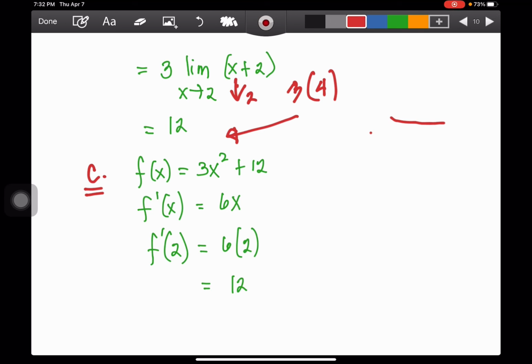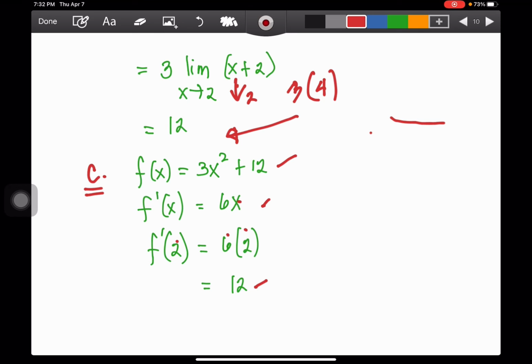Okay? So we have here the last item, letter C. Remember that the function given to you is 3x squared plus 12, and that from a previous example, example number 1, the derivative of 3x squared plus 12 using formula number 1, the outcome is 6x. So you just substitute 2 to your x, then you have 6 times 2, which is equal to 12. So even if we have 3 different ways, still we come up with the same answer, which is equal to 12.